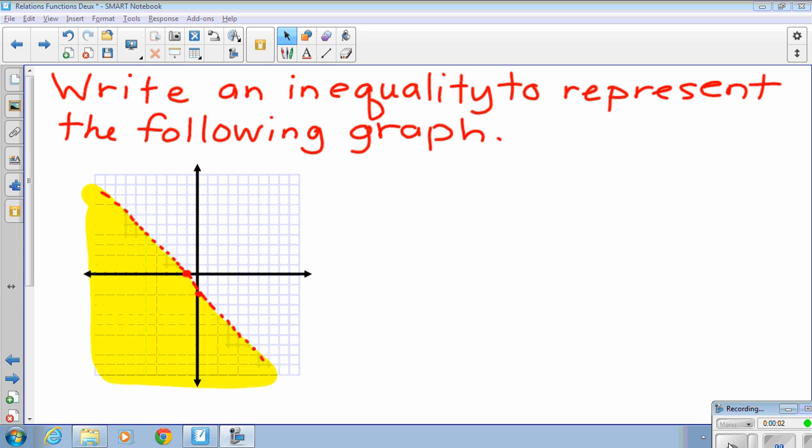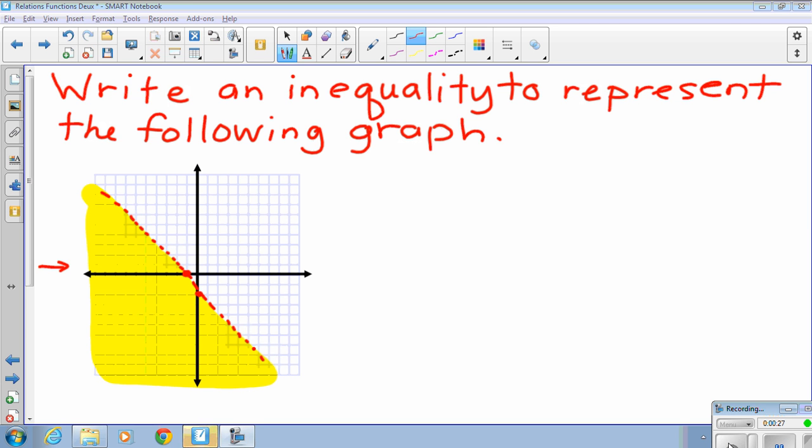This video is a continuation on the previous video on working with inequalities in two variables and their associated graphs. Now these next two examples are going to talk about looking at a graph and trying to come up with the inequality that represents the graph. So right now we have a graph of an inequality and we're trying to come up with the actual inequality statement.